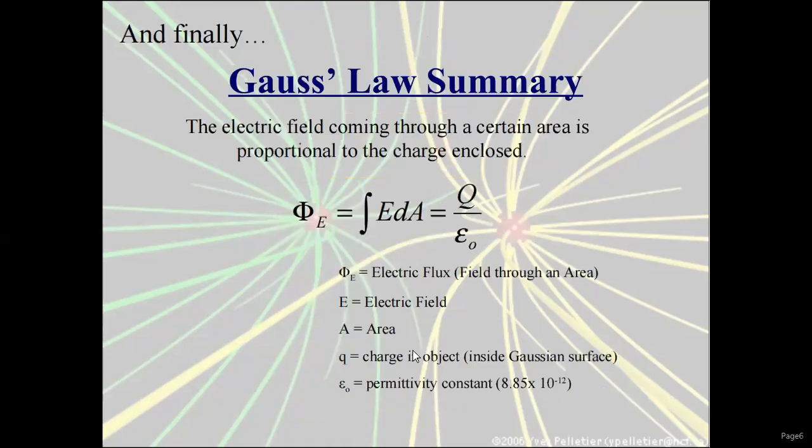Okay. So finally, Gauss's law is summarized as: the electric field coming through a certain area is proportional to the charge enclosed. Total electric flux, phi E, equals electric field times surface area, equals Q by epsilon naught, where phi E is the electric flux through the whole area of the surface, capital E is the electric field, A is the area, and capital Q is the charge in the object, a bunch of charges on the Gaussian surface. Epsilon naught is the permeability constant.